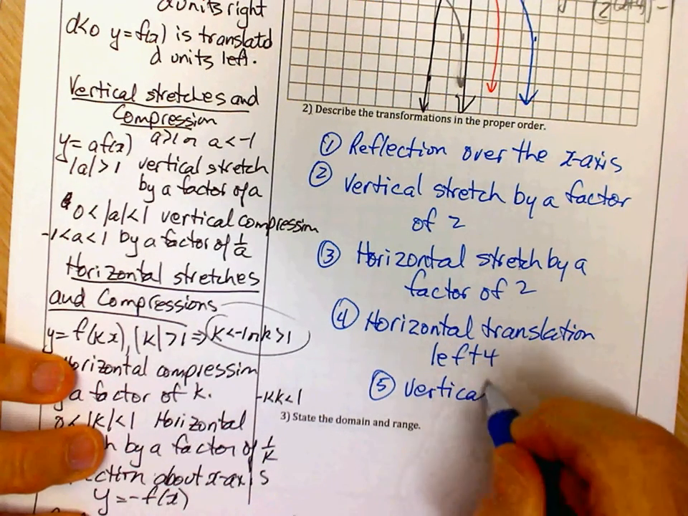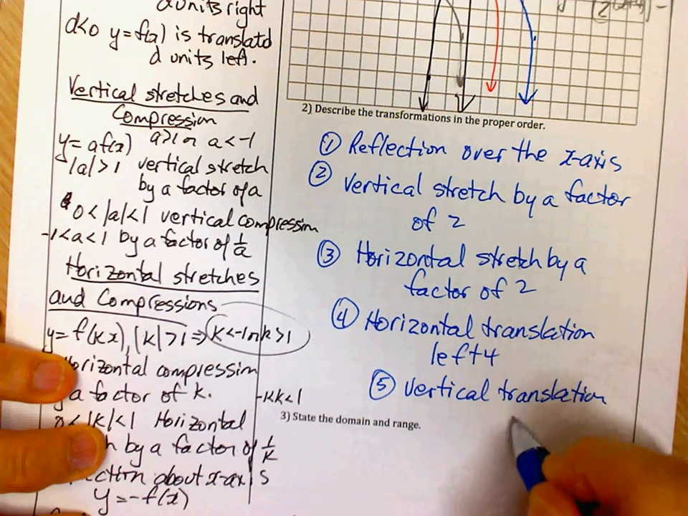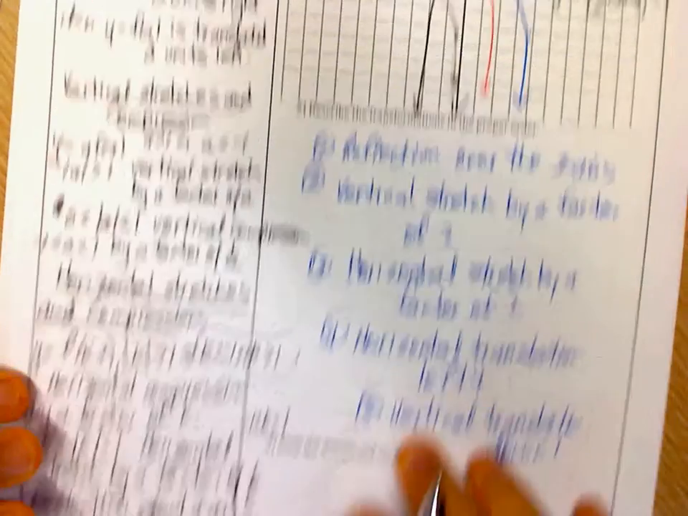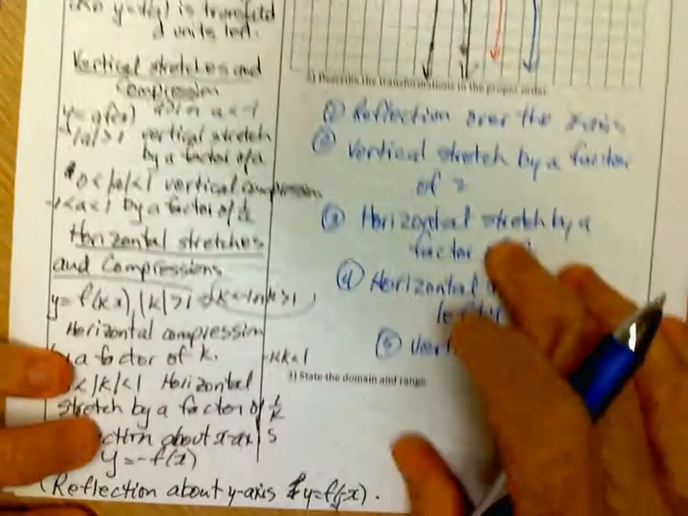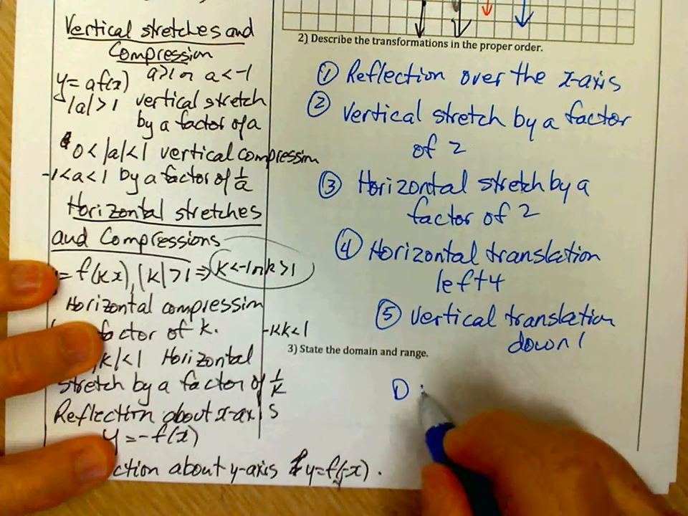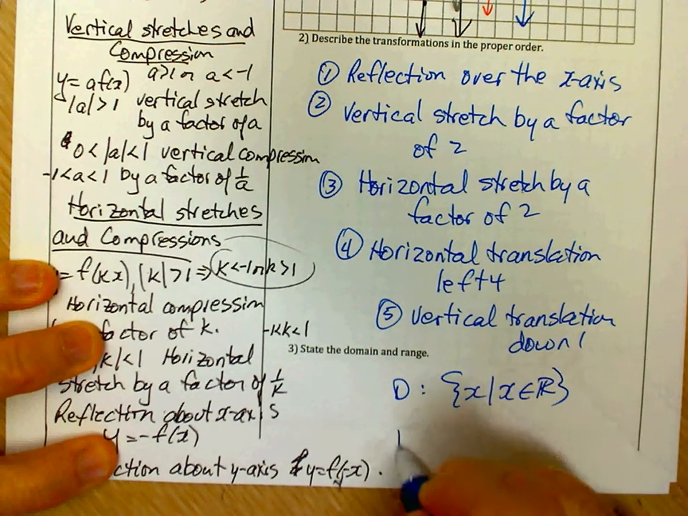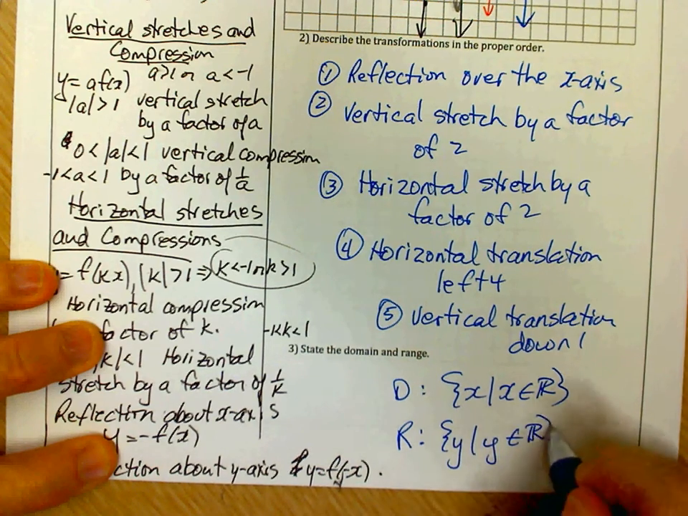State the domain and range. Well, that's easy for a cubic function. X can be anything and Y can be anything. Good. There we go. That's it. One more page, one more example, and then we'll have it done.